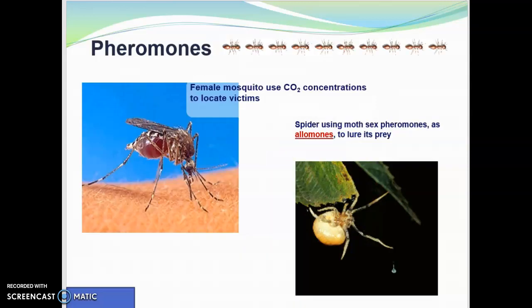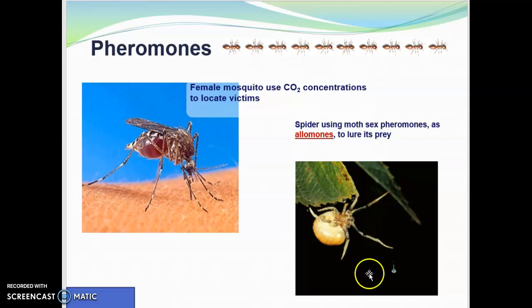Another example of pheromones, a female mosquito, they're going to use the CO2 concentrations of our bodies to locate their victims. So the mosquitoes sense the carbon dioxide in the air, and that is how they are attracted to you. So if you release a lot of CO2 in the air, you might be getting a lot of mosquito bites.